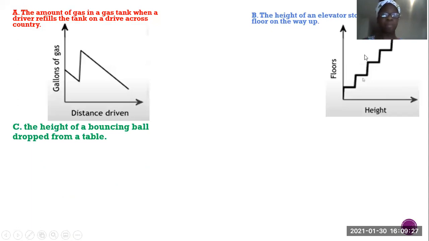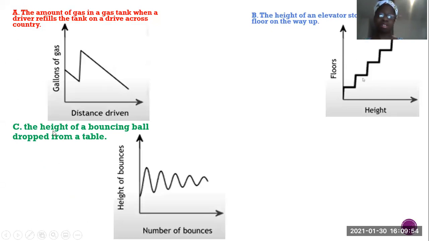Now we have the height of a bouncing ball dropping from a table. Now this one, when you bounce the ball and we just let it go, we know that the ball doesn't hit the same position twice. It will not hit the same position again. So when we see a bouncing ball, we'll just see it with lines because it did not go to the same place at the same time. So our x-axis will be the number of bounces, and then our y-axis will be the height of the bounces.